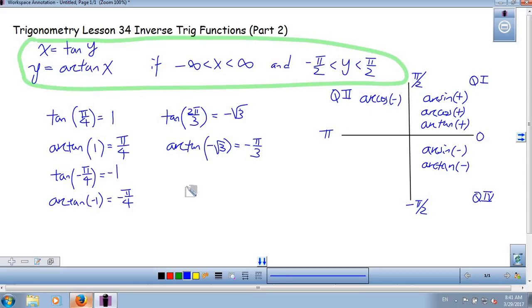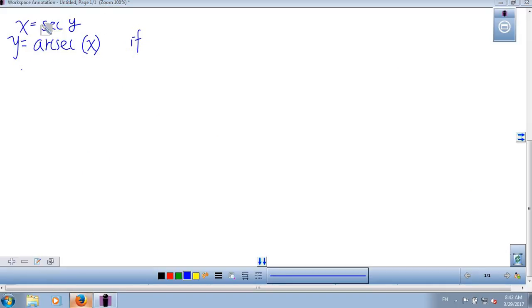Alright, so let's take a look at some other inverse functions. We'll do a little bit more practice later on, but we'll go ahead and look at some other inverse functions as well. So now let's take a look at the secant. Okay, so y is equal to arcsecant of x. If x is equal to secant of y, then y is equal to arcsecant of x. So they are inverse functions.